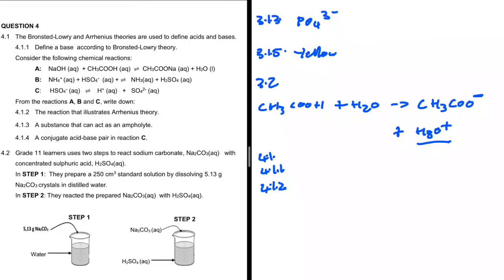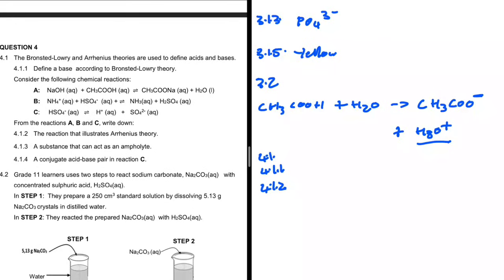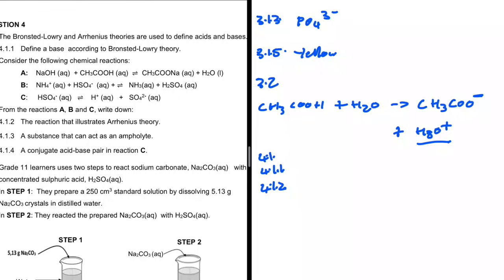B, and C. So Arrhenius theory says that an acid will produce hydronium ions or hydrogen ions when dissolved in water, right? And then a base will produce hydroxide ions. So we are looking for that. Which equation produces hydronium ions, or which equation produces hydroxide ions? Let's take a look at equation A. In equation A, we don't have hydrogen ions, hydronium ions, or hydroxide ions. So that is not a good illustration of Arrhenius theory.